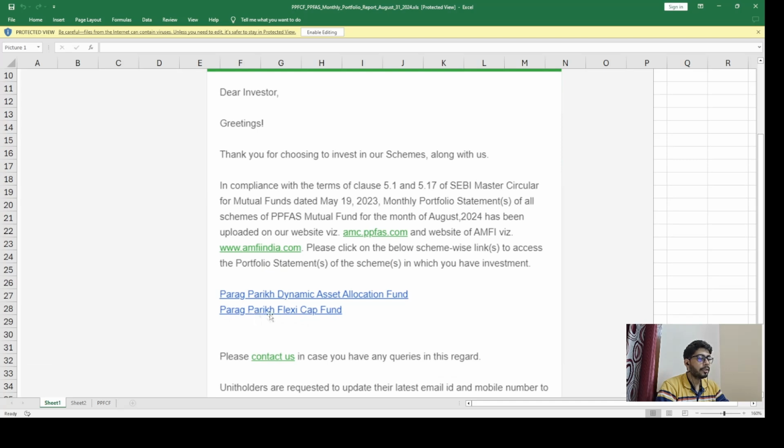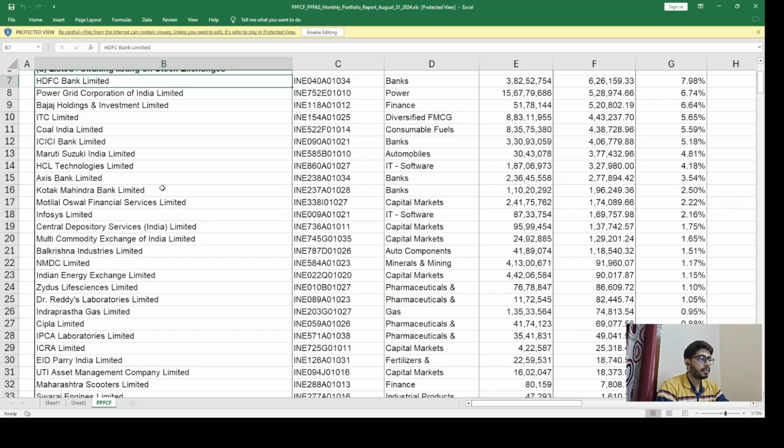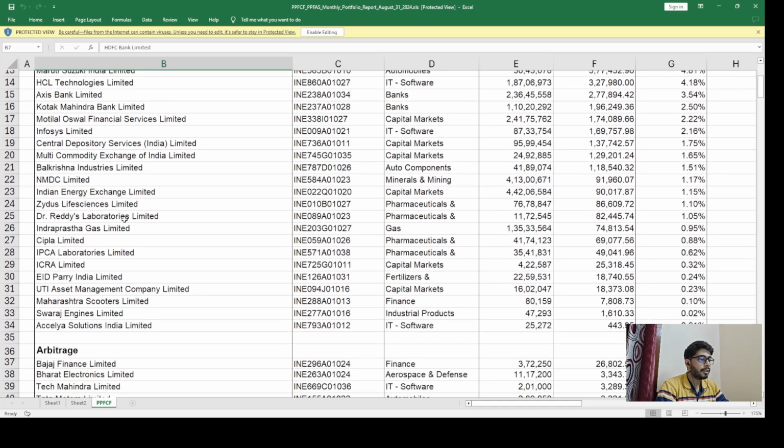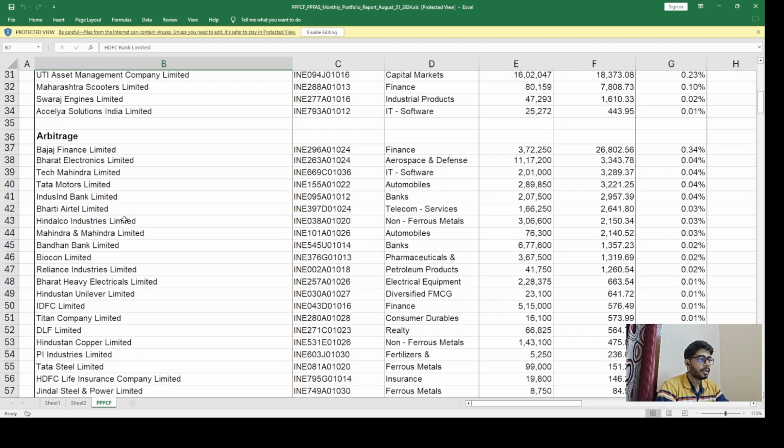On clicking on this, you will get an Excel sheet which gets downloaded, and I've already downloaded it, and this is how it looks. This Excel sheet will have details like what all stocks the mutual fund has bought. Here we can see the stocks and the percentage of the entire mutual fund that the stock takes up. So HDFC Bank is like 7.98% of the entire mutual fund. All the details as to what other stocks are there in your mutual fund will be listed in this disclosure Excel. So things like arbitrage.